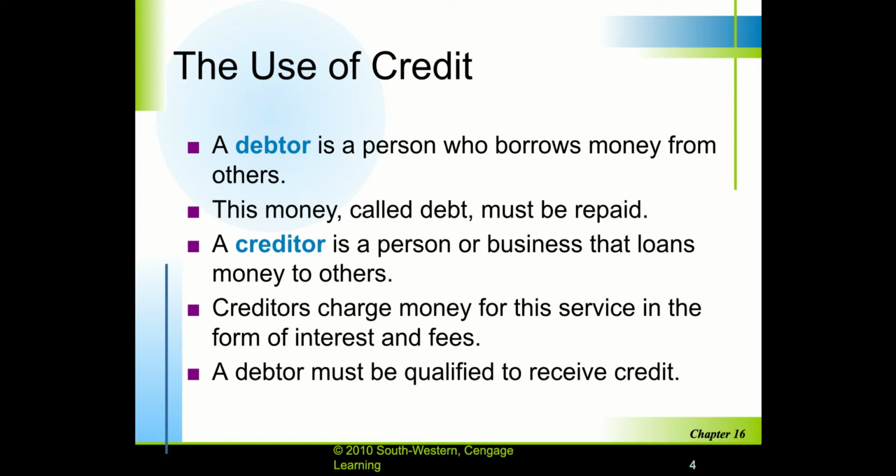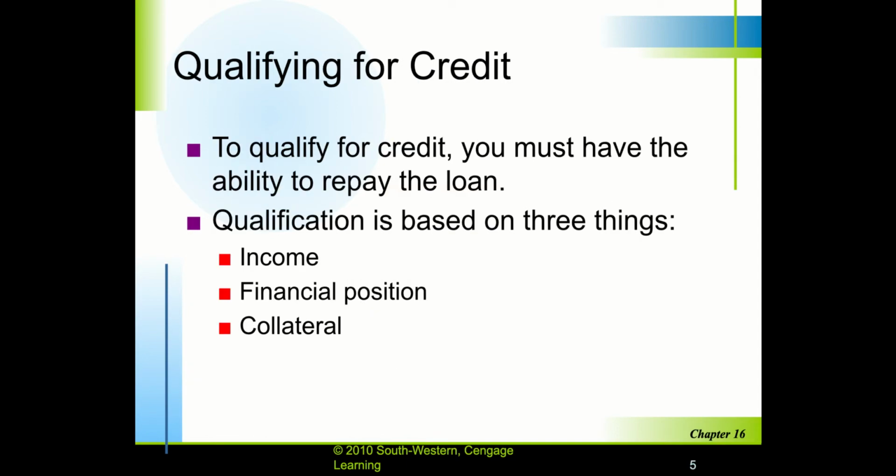There's two main roles that you need to understand: the debtor and the creditor. The debtor, it's pretty simple, is the person who borrows the money. The creditor is the person that loans the money. And so the main issues here are the creditor charges money for the service. That's in the form of interest and fees. And then the debtor has to be qualified to receive credit today. And we'll look at what that means. To qualify, you have to have the ability to repay the loan. And that's based on your income, your current financial position, and then any type of collateral that you might have.